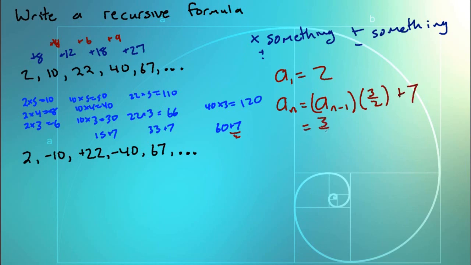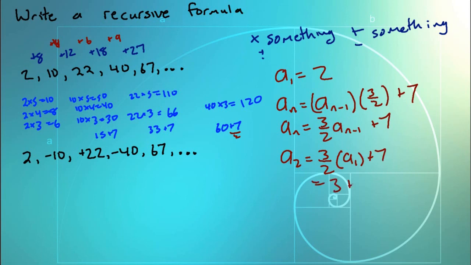So I'll just reorganize this. And you want to be way neater than I am in how you write this and make sure it's clear what your subscripts are. So let's test it. If I wanted the second term, that should be 3 halves times the first term plus 7. So that would be 3 plus 7, which is 10. And that worked out. I already checked them for the others, so I was just checking the second term to make sure it worked. All right, so this is our formula for that one. So this question is just an extension of that.